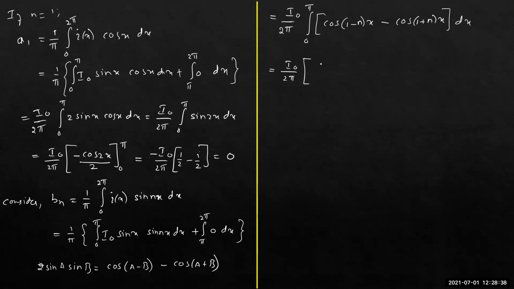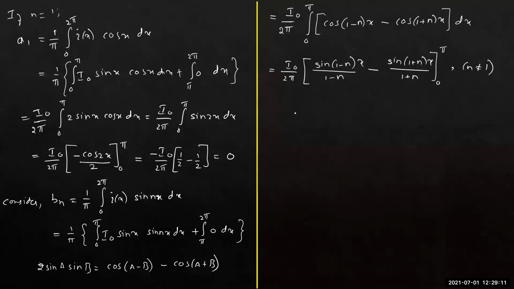See what happens when you integrate this. When you integrate this cos function, we'll get sine of 1 minus n into x divided by 1 minus n, minus, here also when you integrate this, sine of 1 plus n into x divided by 1 plus n. As we did earlier, this integration is valid only when n not equal to 1, because we have 1 minus n in the denominator.